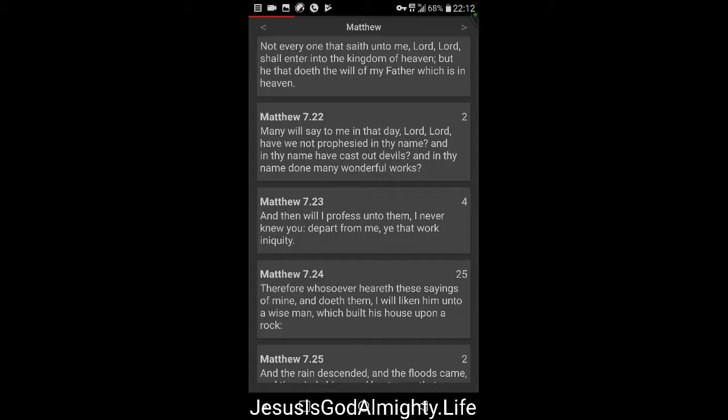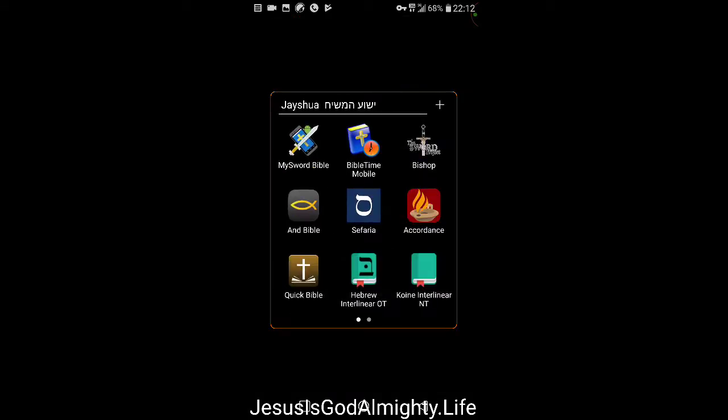So these people are calling him Lord, Lord, and apparently have prophesied in his name, cast out devils in his name, and done wonderful works in his name. They sound pretty Christian, don't they? But what is the problem? Well, iniquity. Ye that work iniquity, ye that work lawlessness. Anomia, I think the word is anomia. We can go over to the other program here.